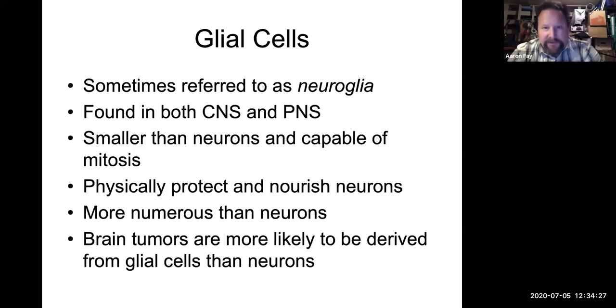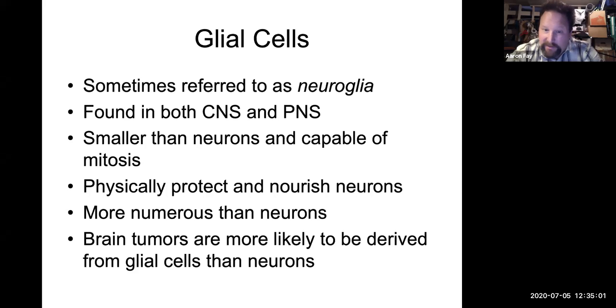So these are also sometimes referred to as neuroglia. You will find glial cells in both the central nervous system and the peripheral nervous system. They're much smaller than neurons. They don't stain nearly so darkly in histological samples. And these cells are capable of mitosis. In fact, as I mentioned earlier, most types of brain tumors or brain cancers are derived from glial cells, but not all of them. Their job is to protect and help nourish the neurons, help them in their function.